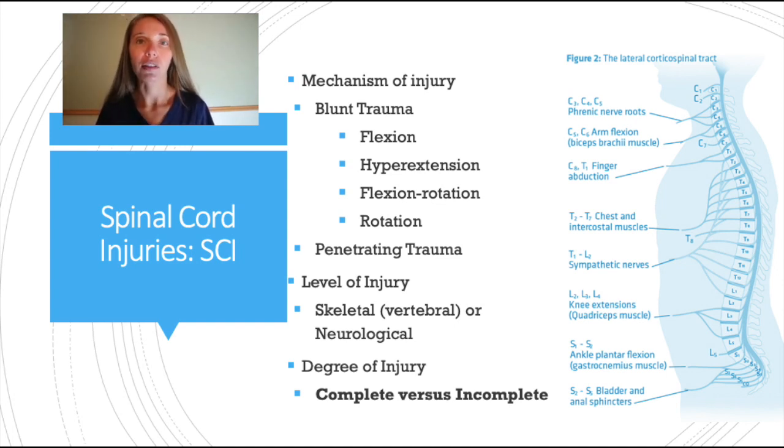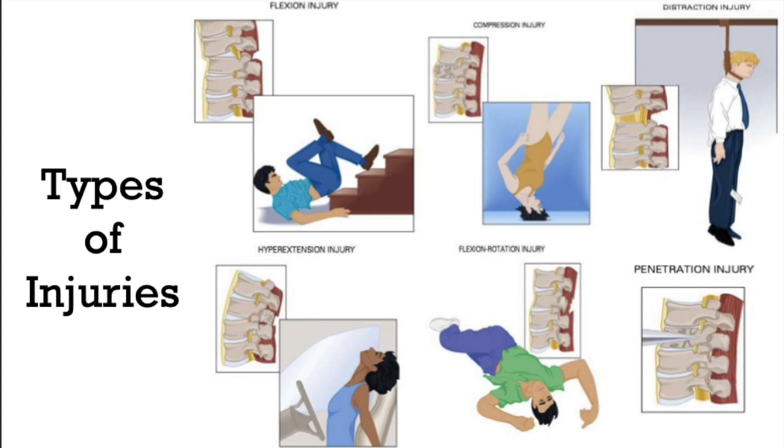It could be that the cord is completely compressed. Either of those cases would constitute a complete injury, and the patient usually has complete motor and sensory loss in that case. So again, these are just some images of what types of injuries that you can have.